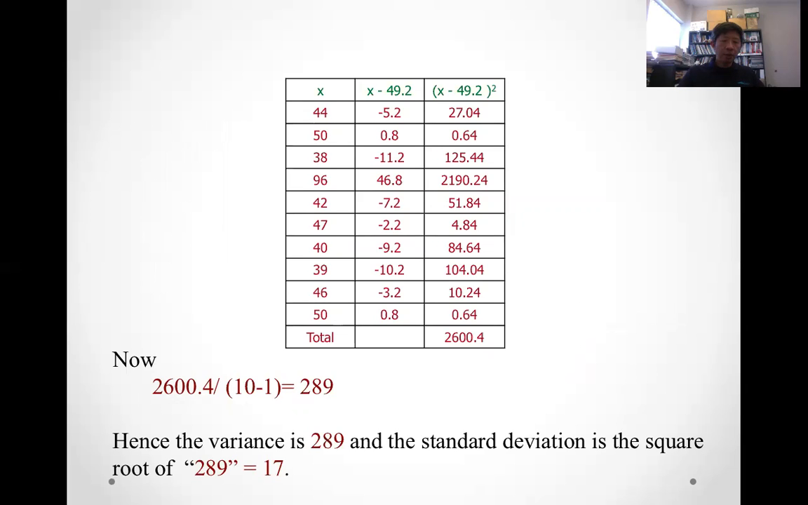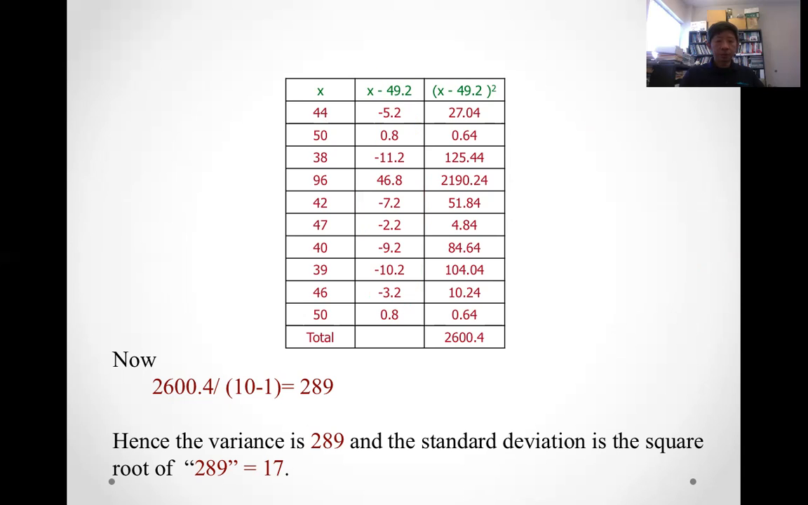This is the raw data we have, and then we find the mean. This is the mean. Now we take each individual number minus the mean. For example, we take 44 minus the mean, 49.2, and we get negative 5.2. Next, we take 50 minus 49.2, and we get 0.8, something like this. And we complete this table.